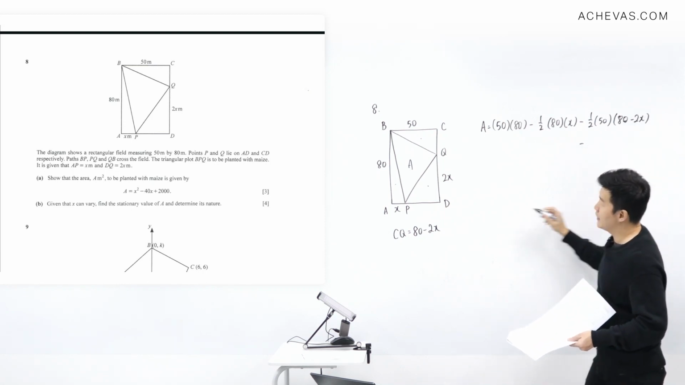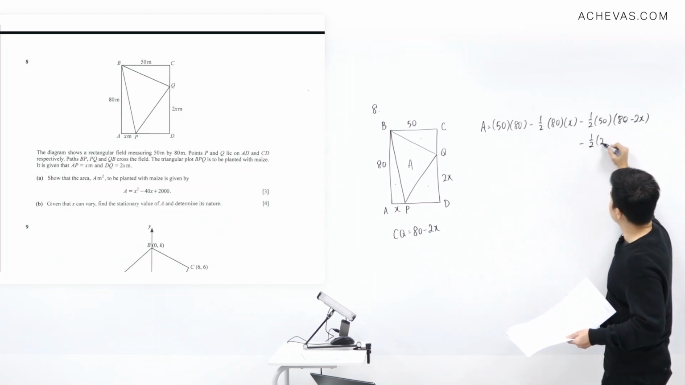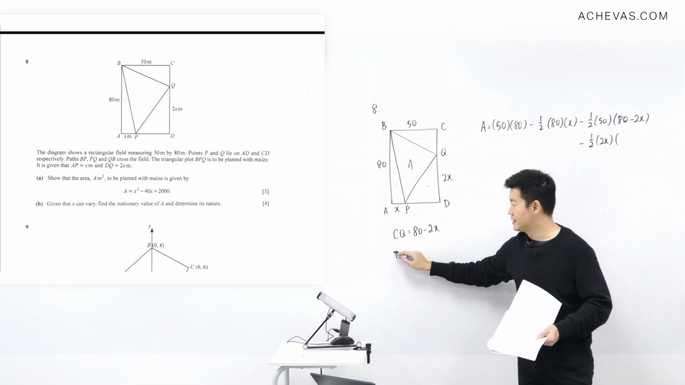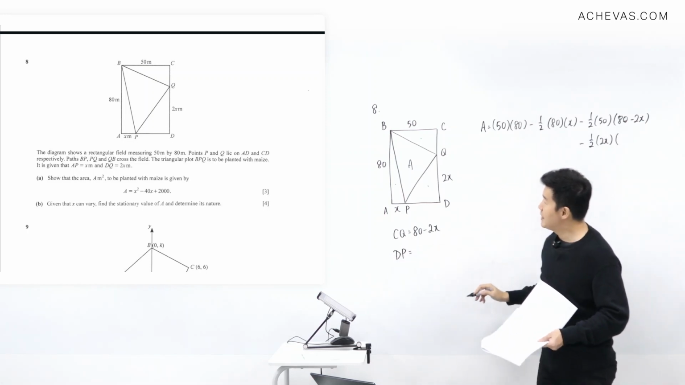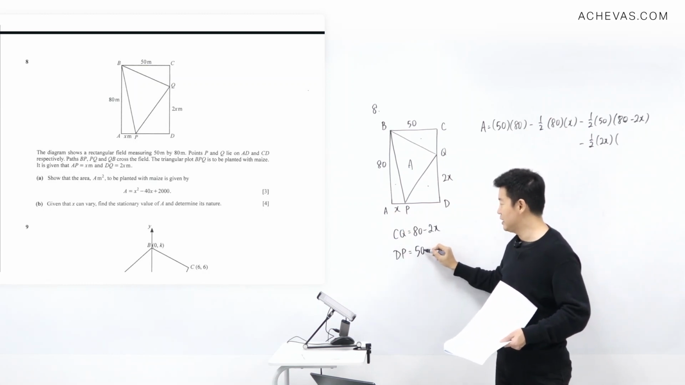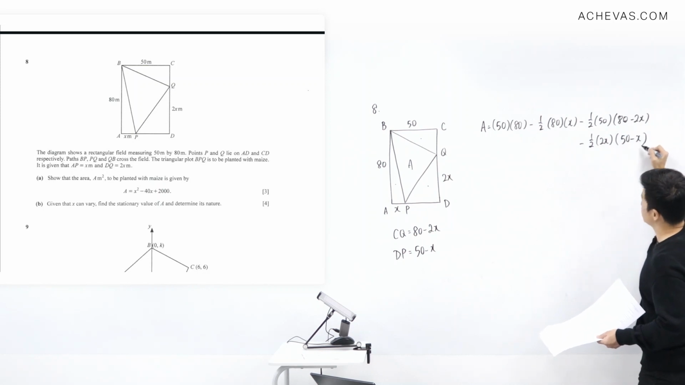Then I'll minus away this triangle. This triangle is going to be half times 2x multiplied by this DP. And let's derive DP. DP is going to be equal to 50 minus away this length here. So it's going to be 50 minus x. So here is going to be equal to 50 minus x.